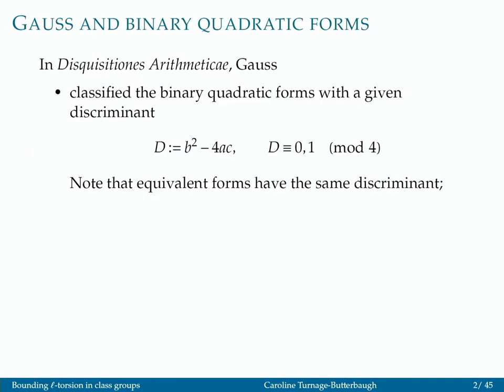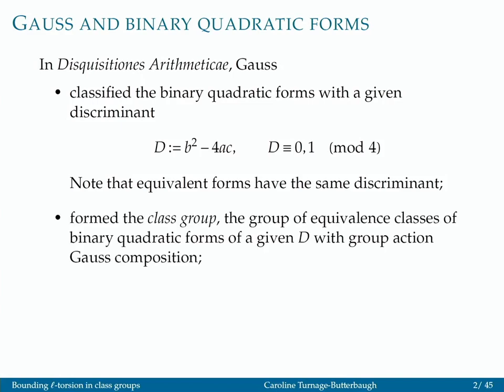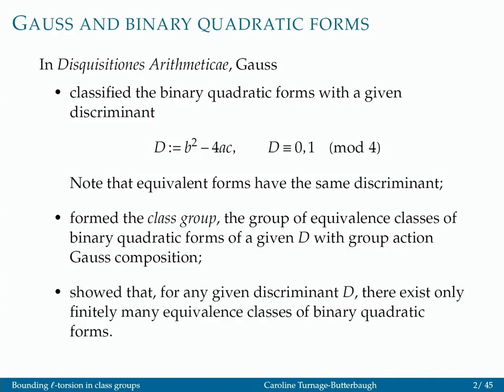So Gauss was interested in classifying the binary quadratic forms with a given discriminant. And to do this, he formed what's called the class group. This is a group of equivalence classes of binary quadratic forms with a given discriminant. And the group action is what is referred to as Gauss composition. And Gauss showed in particular that for any given discriminant D, there exist only finitely many equivalence classes of binary quadratic forms.